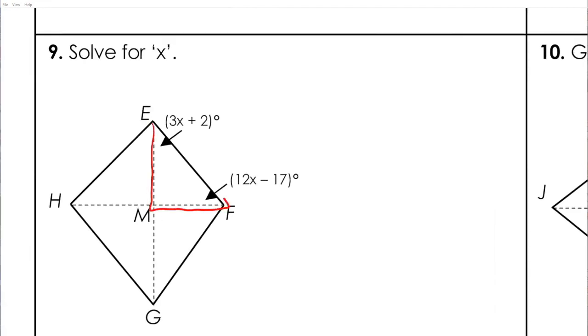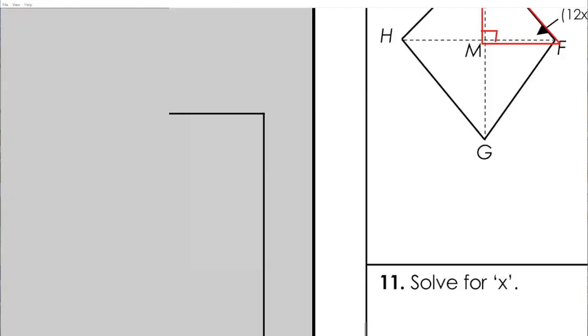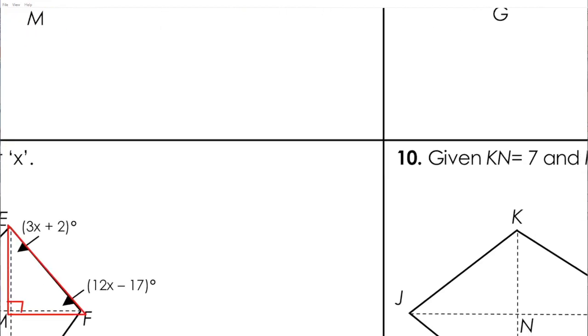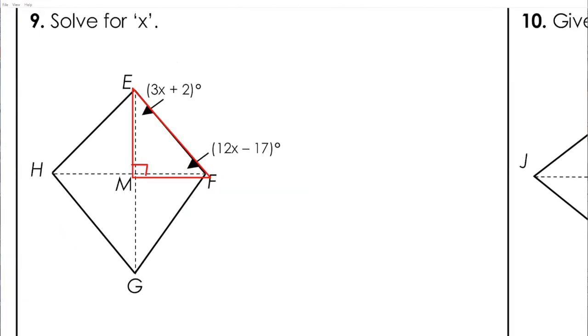Okay. Number 9, EMF. Right triangle, nice and pretty. Are these two angles congruent with one another? They are not. But are these two angles both within a triangle? Yes. And if we know all 3 angles on the inside of a triangle, those should add up to be what? 180. This is where that complement theorem, you could also just set them equal to 90. But if you don't recognize it, don't worry about it.